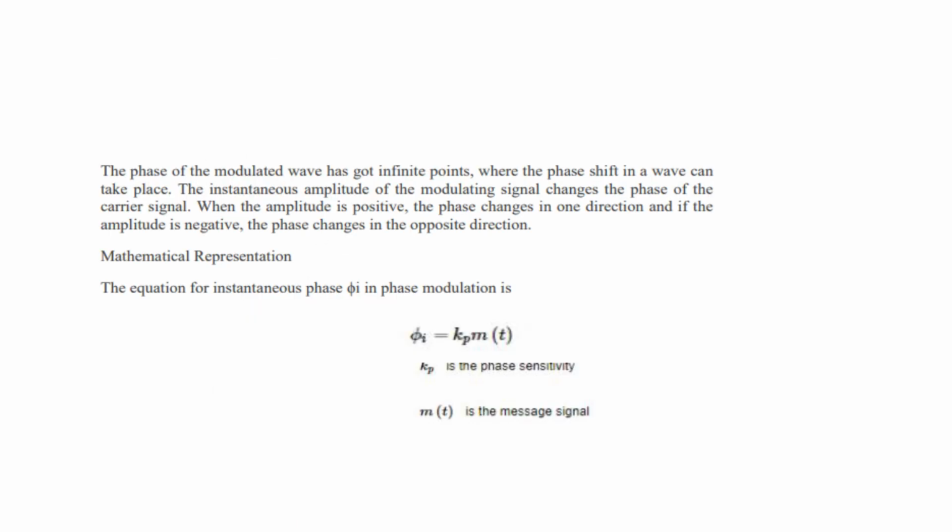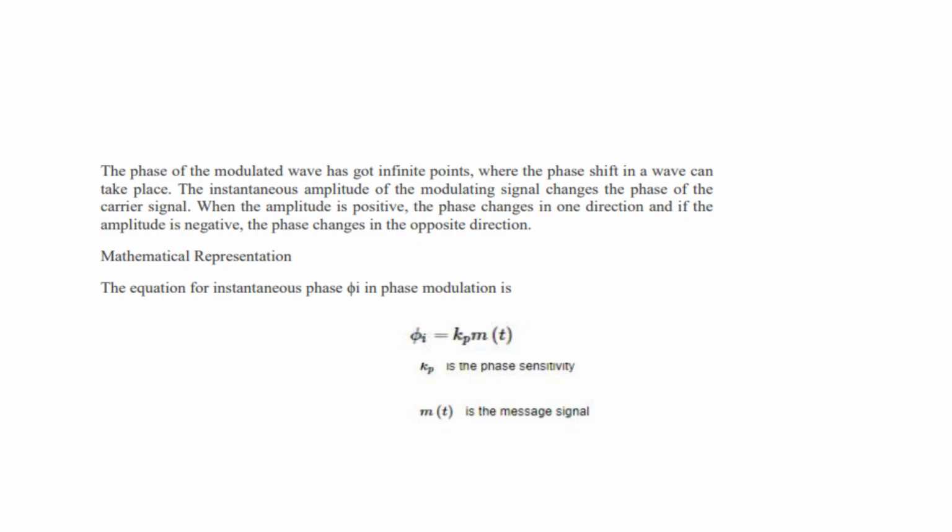The phase of the modulated wave has infinite number of points where the phase shift in the wave can take place. So the instantaneous amplitude of the modulating signal changes the phase of the carrier signal. When the amplitude is positive, the phase change is in one direction, and if the amplitude is negative, the phase changes in the opposite direction.